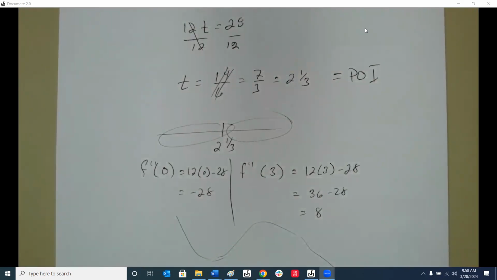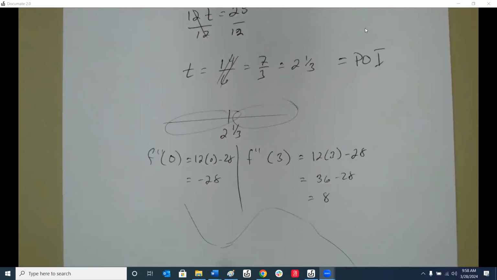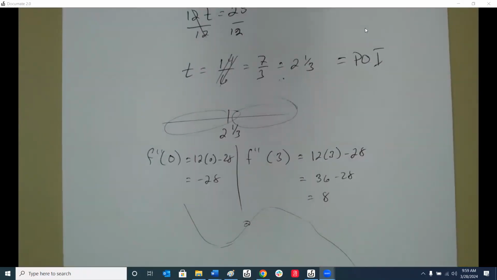So that's what it's telling us. The velocity is telling us if it's positive, it's going to the right. If it's negative, it's going to the left. And our change occurs at 7/3, or 2 1/3.